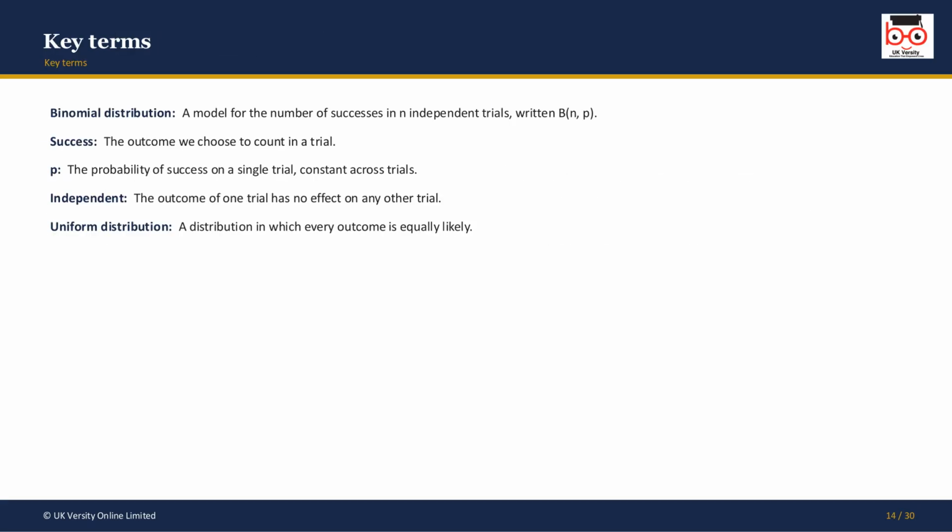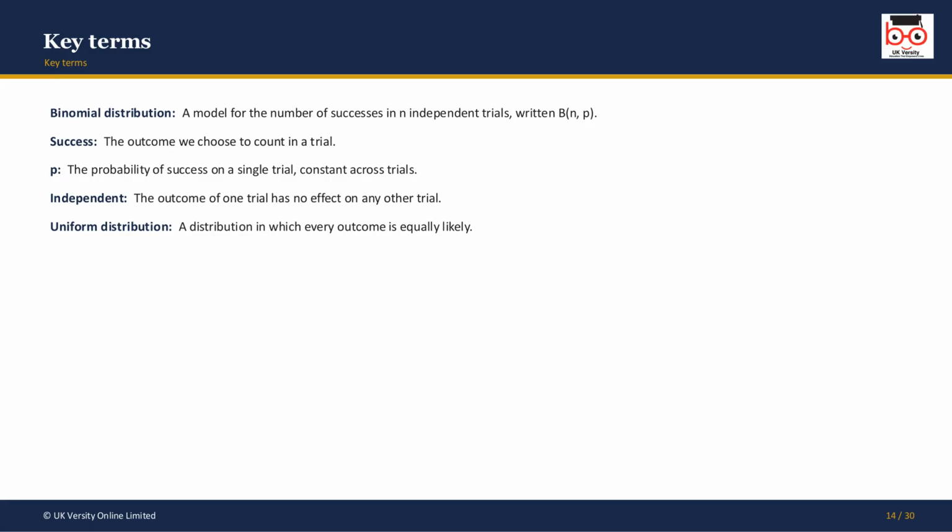Some terms for this section. The binomial distribution models the number of successes in n independent trials, written B(n,p). A success is simply the outcome you've chosen to count. p is the probability of success on a single trial, held constant across trials. Independent means one trial's result has no effect on any other.